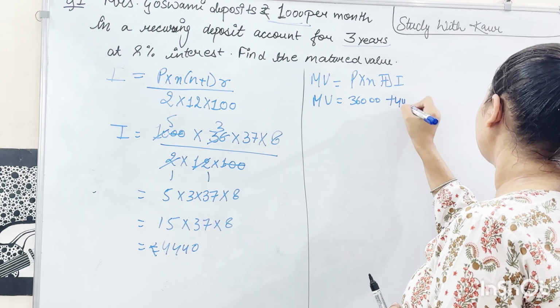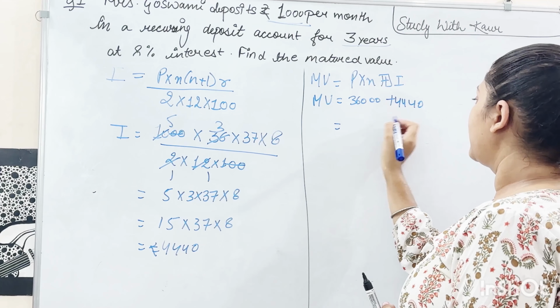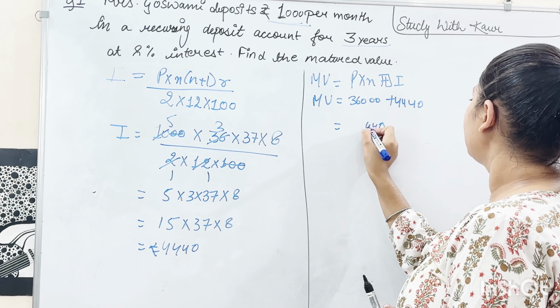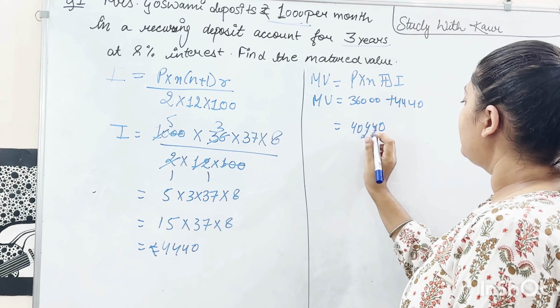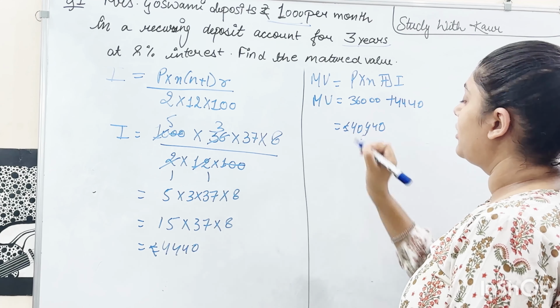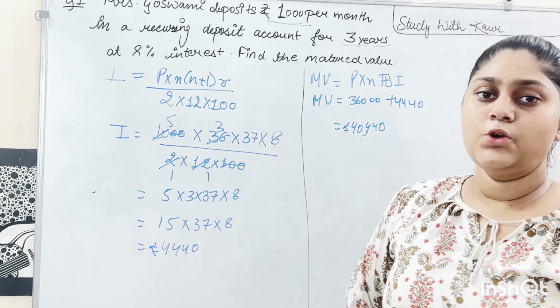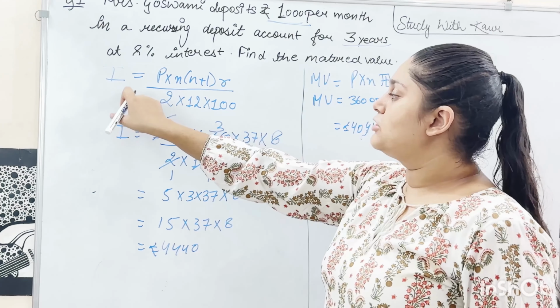4,440, which will come as... so this is your maturity value. So this is the amount that the person will get after. We have to take out the interest.